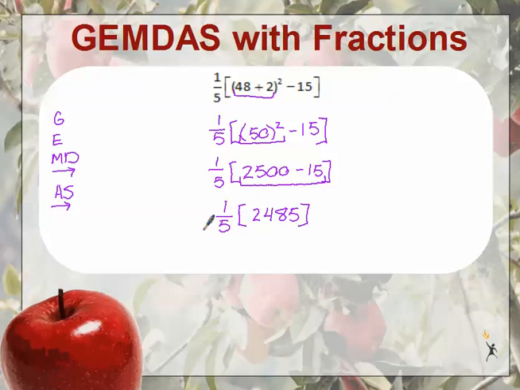Now, this is where it gets a little bit tricky and you need to be careful. The fraction bar here means divide. So I can type it all into my calculator to get my final answer. I'm going to type 1 divided by 5, because that's the fraction here. And remember, there's a multiply here when they're smushed together. So I'm going to multiply by 2,485. That's how you would type it into your calculator: 1 divided by 5 times 2,485. Then I would get my final answer of 497.